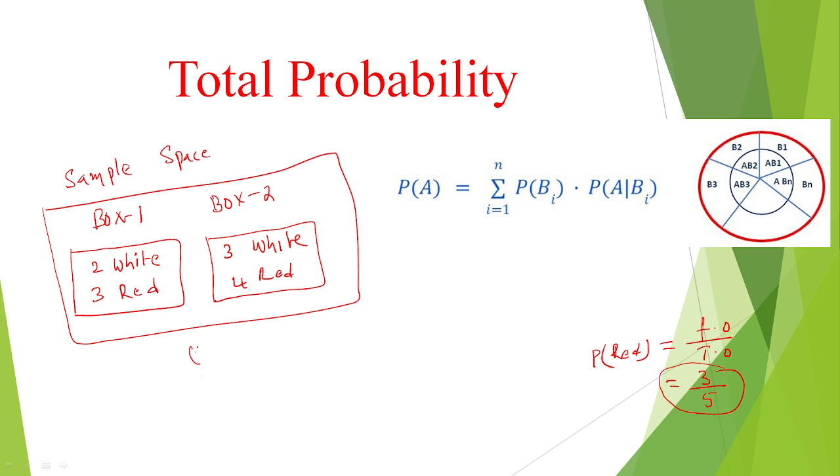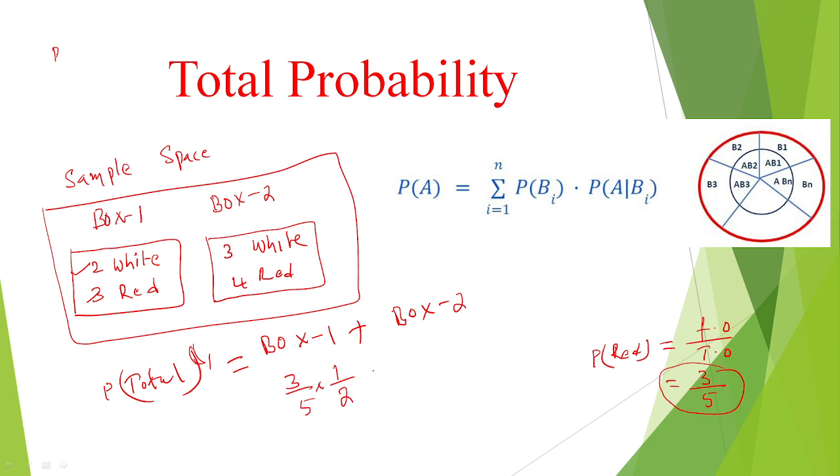Then according to total probability, we can say that it is box 1 probability plus box 2 probability to get a red ball. That is the total probability. Box 1 probability is what? The probability to get a red ball: there are 3 red balls out of 5 in box 1, multiplied with the box 1 selection probability, 1 by 2.